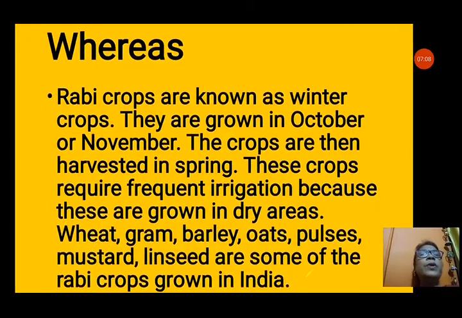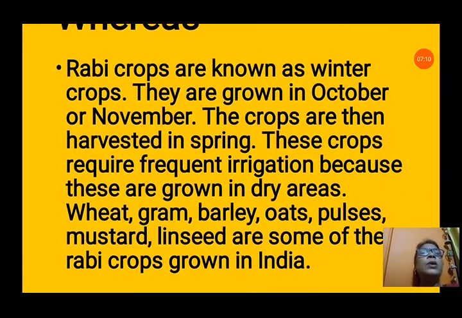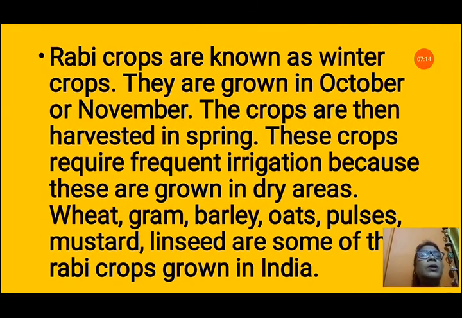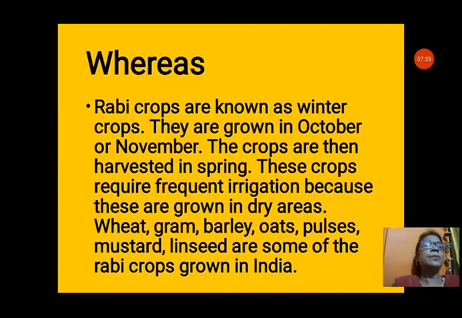Now next we will see, whereas Rabi crops are known as winter crops, they are grown in October or November. The crops are then harvested in spring. These crops require frequent irrigation because these are grown in dry areas. Wheat, gram, barley, oats, pulses, mustards, linseed are some of the Rabi crops grown in India. That means they are winter crops, they are grown in winter and they are harvested during the spring season.